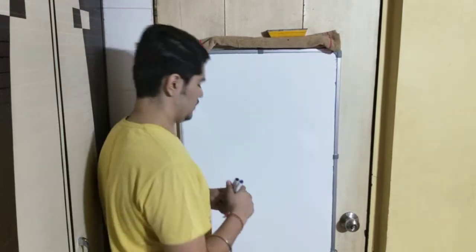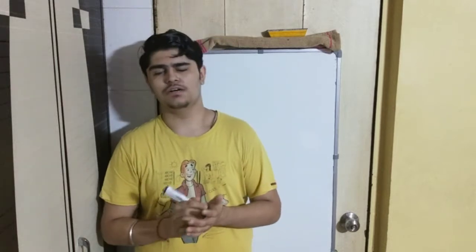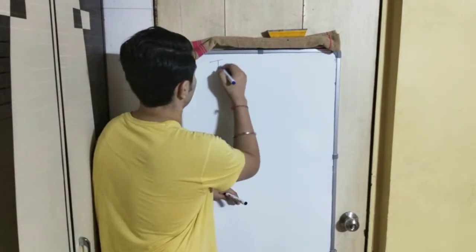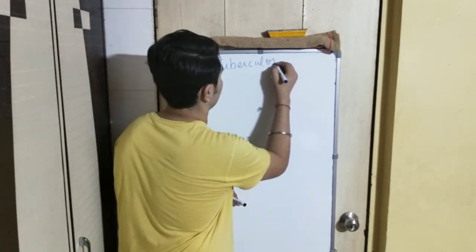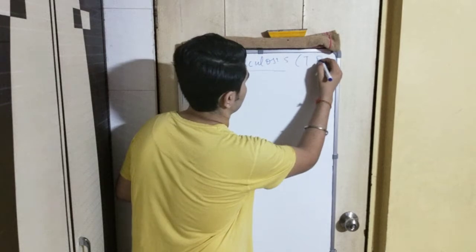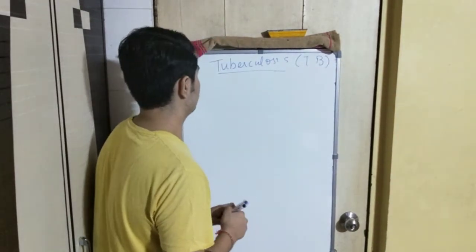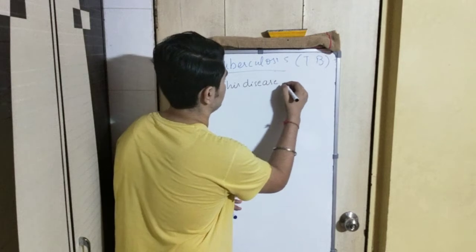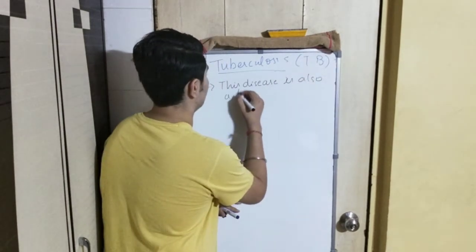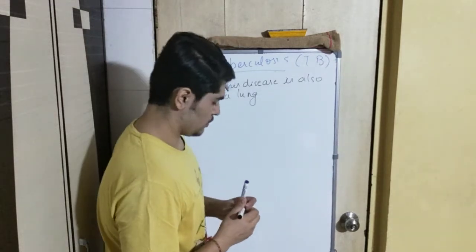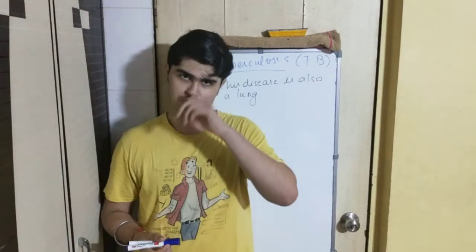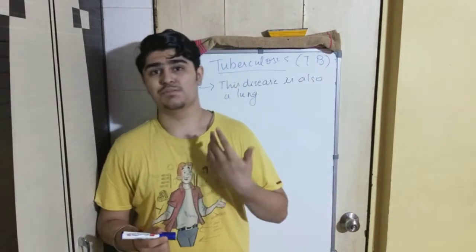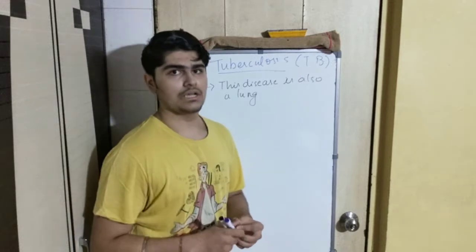So now we are going to another disease that is called tuberculosis, its short form is TB. This disease is also a lung disease. You may have been through this disease, or someone near to you has been through this disease. There is excessive coughing. There is coughing with blood even, sometimes when it's chronic.